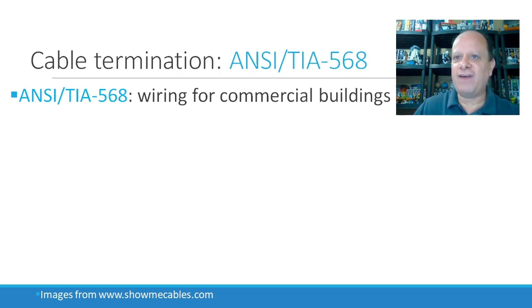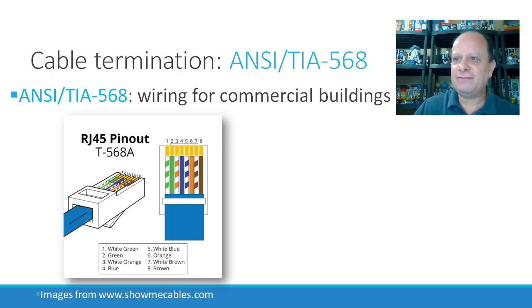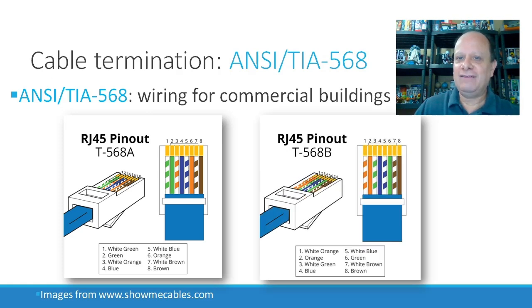ANSI TIA 568 is a technical standard for commercial building cabling for telecommunication products and services. This standard defines 2 alternative pinouts for cable termination. First, we have T568A, and then we have T568B. The difference between A and B pinouts is that the orange and green wire pairs are exchanged, as you can see in the diagrams on the screen.